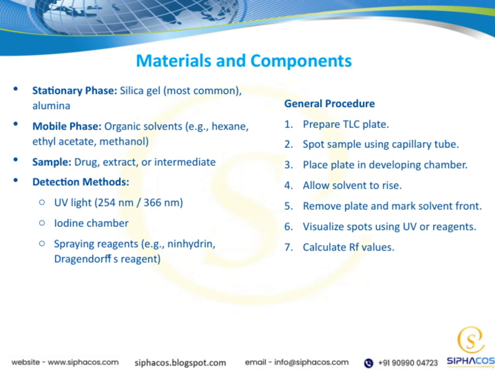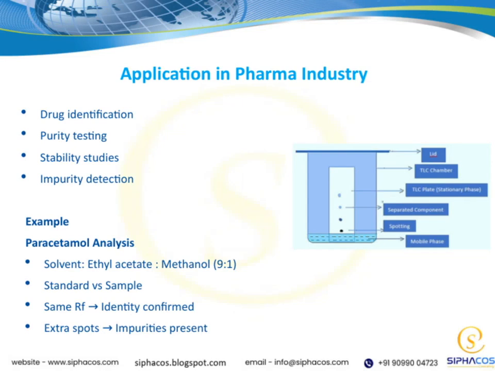Detection methods are key in visualizing your spots. UV light at 254 or 366 nanometers can reveal certain compounds. Alternatively, you can use iodine chambers or spray reagents like ninhydrin or Dragendorff's reagent, which react with specific molecules to make them visible. All these components work together to give you a clear picture of your sample's composition and help in qualitative analysis. Let's take a closer look at an example of paracetamol analysis.